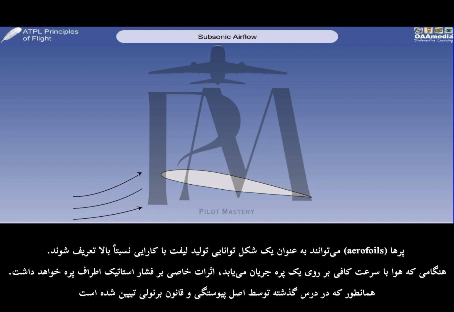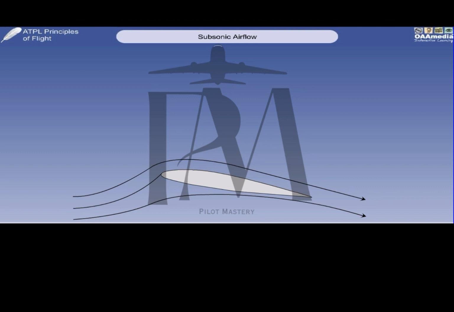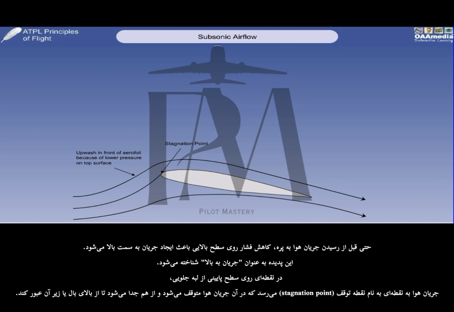As air flows over an aerofoil at a sufficient speed, it will have certain effects on the static pressure surrounding the aerofoil, as propounded by the principle of continuity and Bernoulli's theorem in the last lesson. Even before the airflow reaches the aerofoil, the pressure drop over the upper surface will cause the flow to rise towards it. This is known as upwash. At a point on the lower side of the leading edge, the airflow will be brought to a halt at a point called the stagnation point, where the airflow separates to pass over or under the wing.